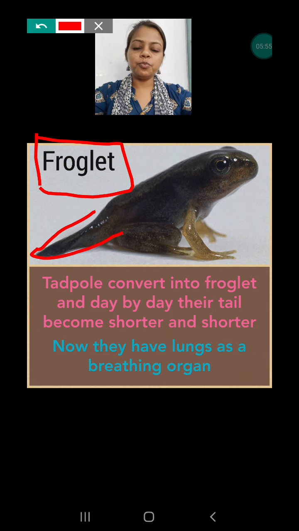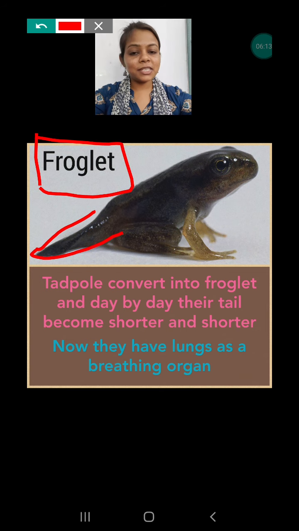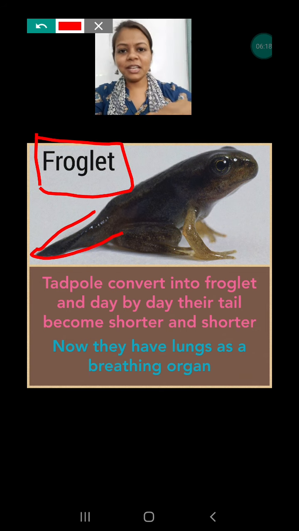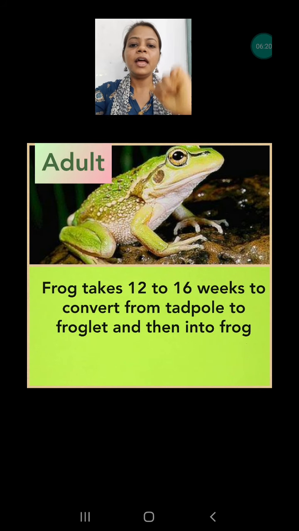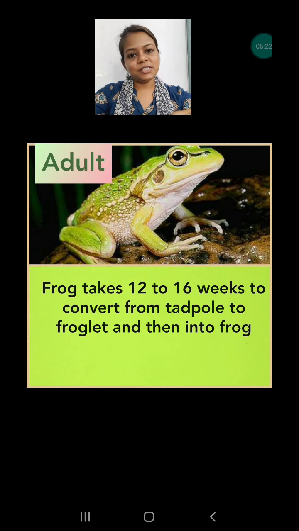Froglet is the small frog, and at this stage they have lungs as a breathing organ. Now the gills are replaced with the lungs. In the froglet and the further stages, they do not have gills. Instead of that, they have skin and lungs as breathing organs. Isn't it interesting? Now the last stage is the adult frog.